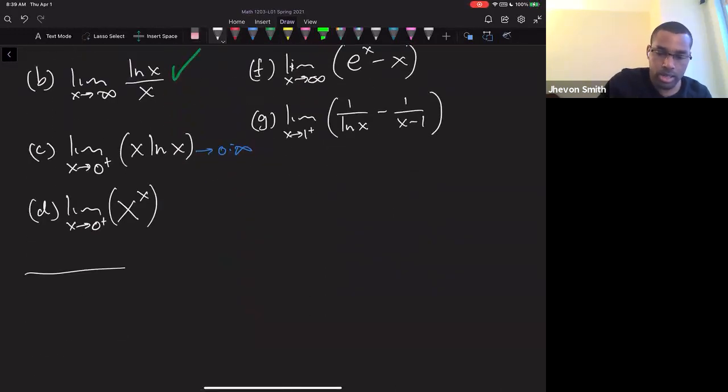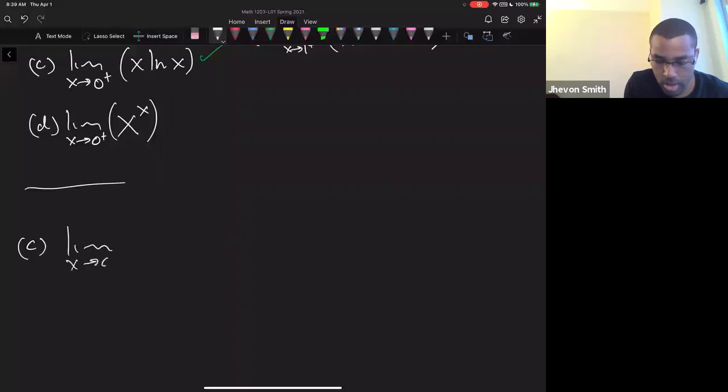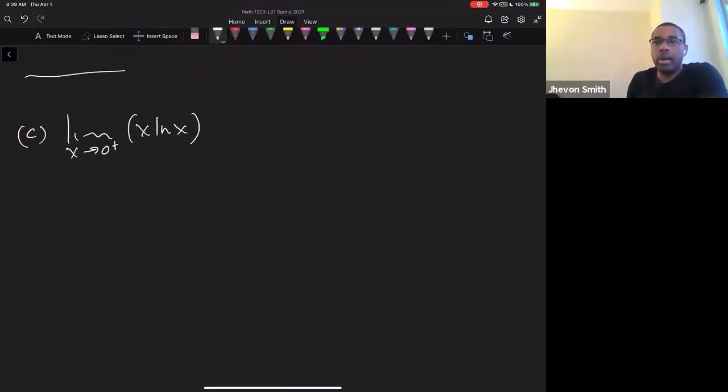Going to do this guy: x ln x. The limit as x approaches 0 of x ln x. Okay, now what you're going to do is look at what this guy is going to look like.